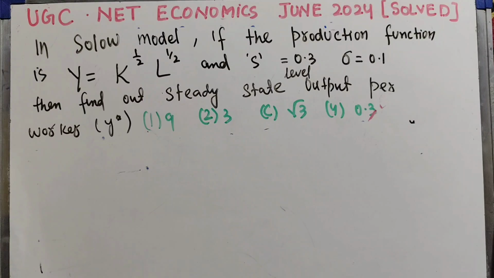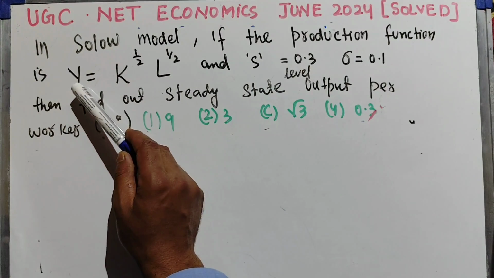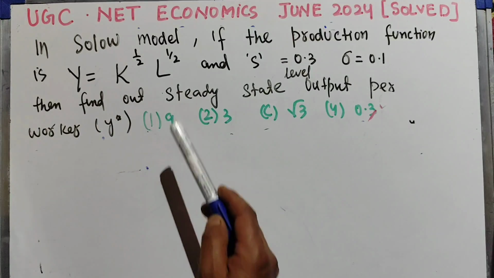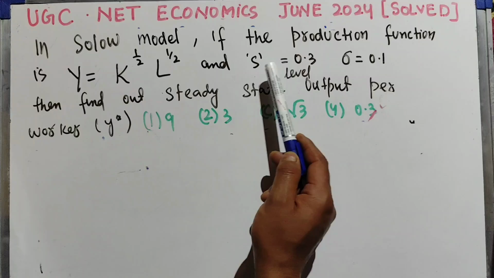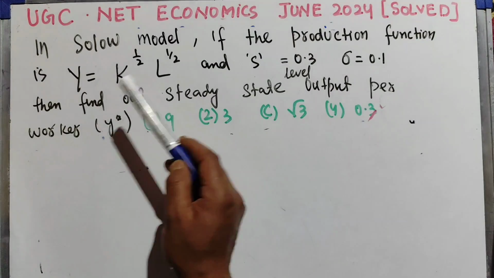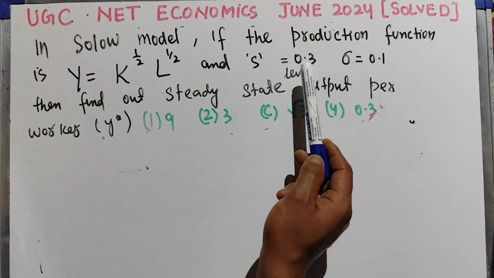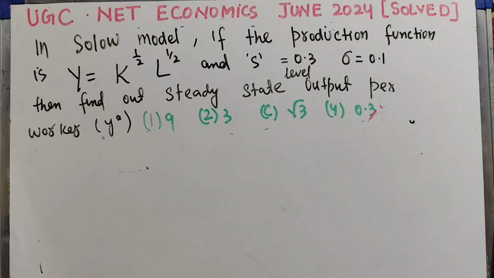Next question is, in the Solow model, if the production function is y equals k raised to the power 1/2 times L raised to the power 1/2, and s, which is savings per worker, is equal to 0.3 and depreciation is equal to 0.1, then find out the steady state level of output per worker, that is y star. Options are being given, we need to find out the correct option here.